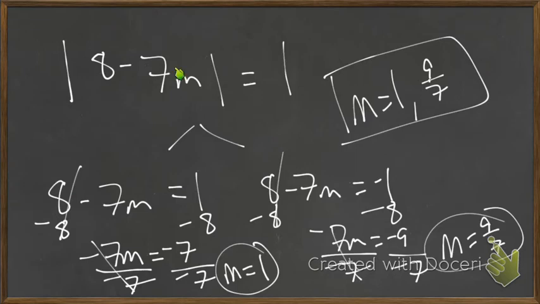Let's check it. If I put a 1 in here, 8 minus 7 is 1. The absolute value of 1 is? Let's slap a 9/7 in here. 9/7 times 7 is 9, so that would be like a minus 9. 8 minus 9 is negative 1. The absolute value of negative 1 is 1. They both work. Money.